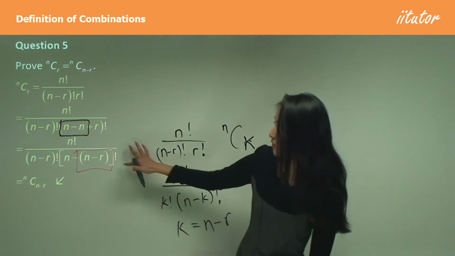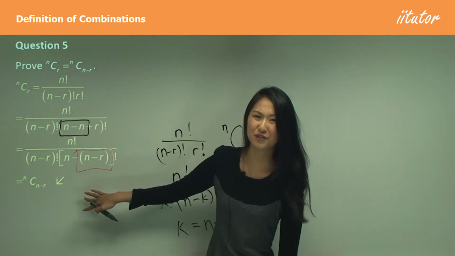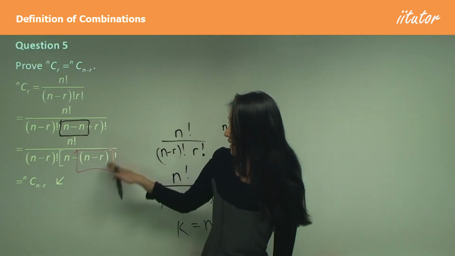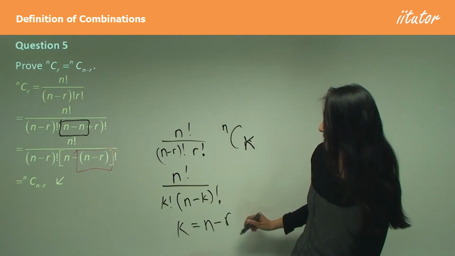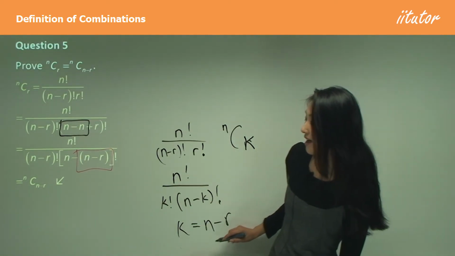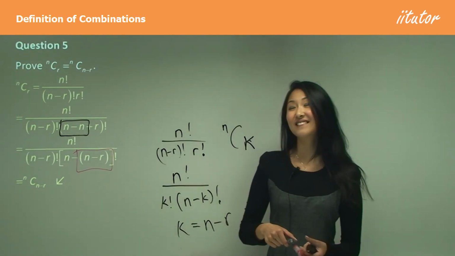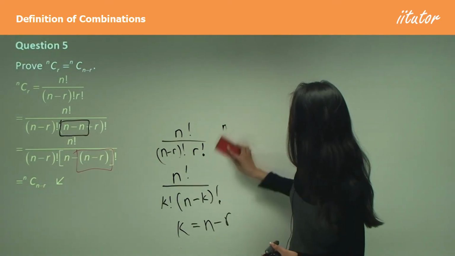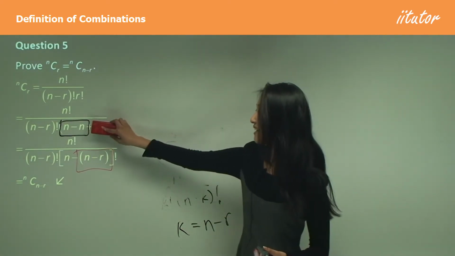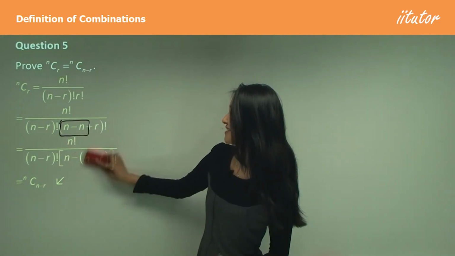So can you see how I've gone from this step to this step? This is usually the most confusing step for students, but just consider that as k, and you can see how we get nCk. And since we let k equal n minus r, that's why we have nC(n minus r). All right, so that's how you prove that question. It's actually not too much work, is it? You just add in n minus n there, and then you reconsider this into n minus r.